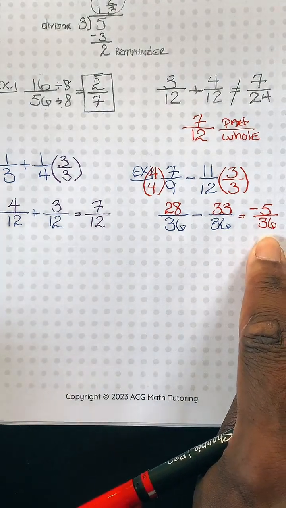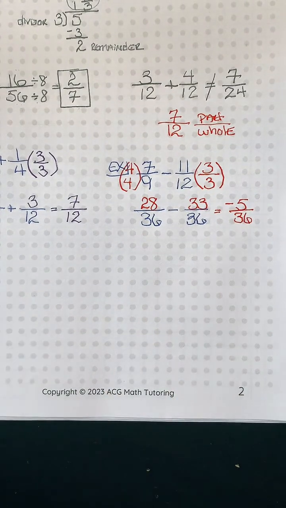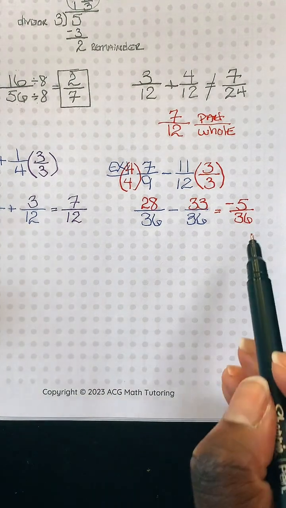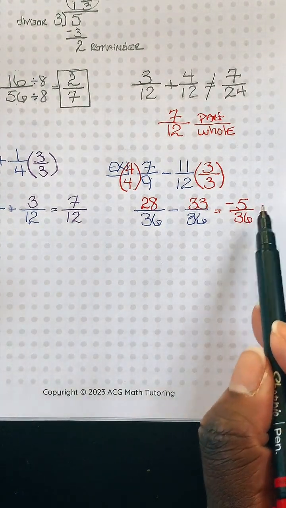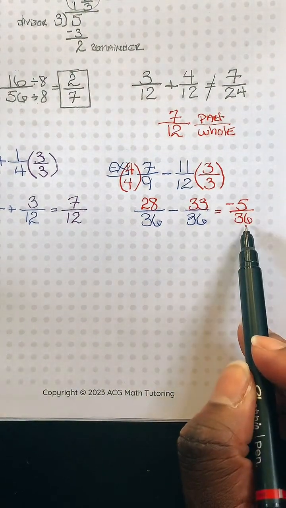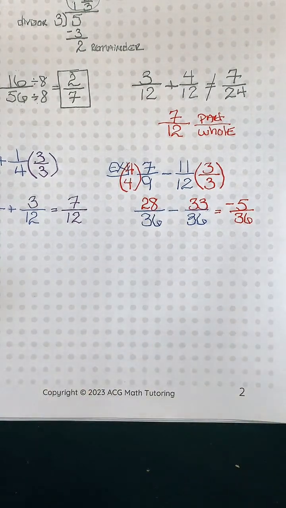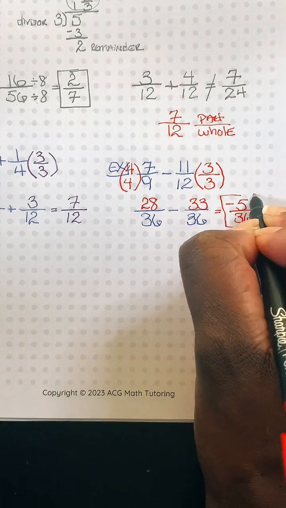Can we simplify that? Can we simplify negative 5 over 36? No. Okay. I know the yay was for earlier and then the no was for this one. Yes, no. The only thing that 5 and 36 have in common is 1. Even if you try to divide it by 1, you're going to get your original answer. Okay? Why do all the extra work? Just get right to it.